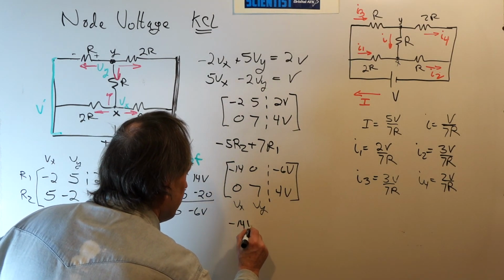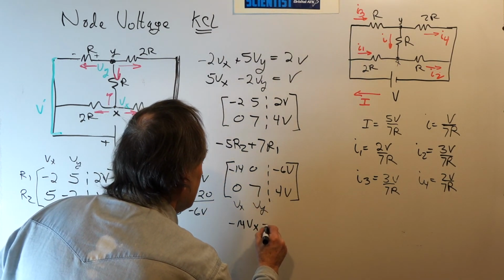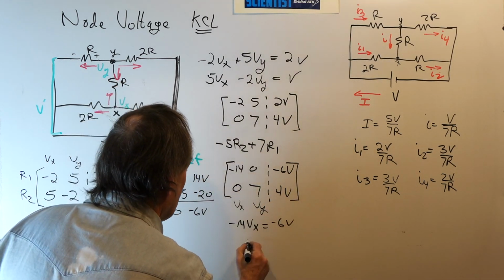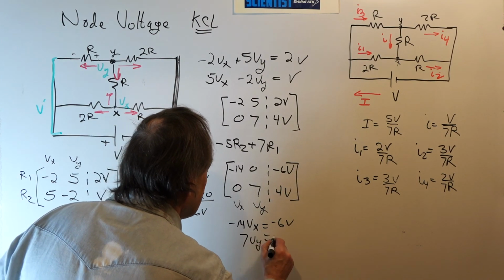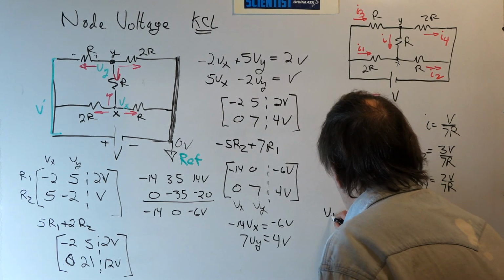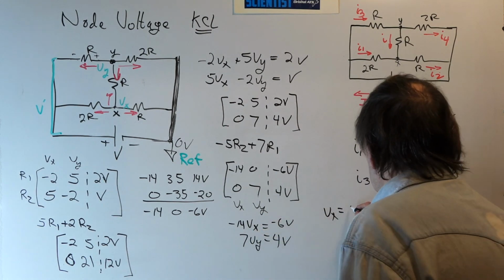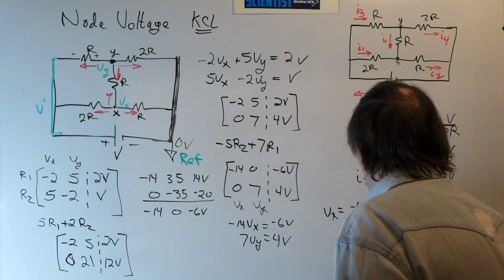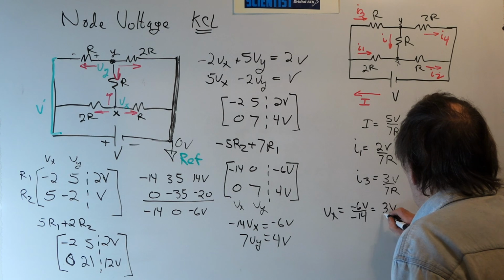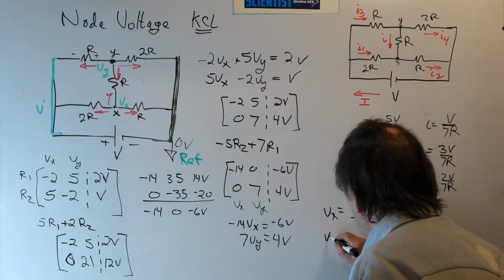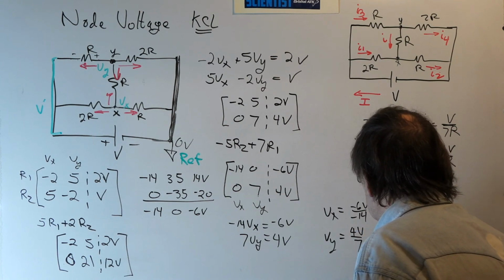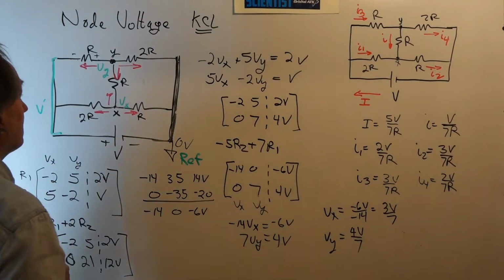Minus 14 Vx equals minus 6v. And on this row, we have 7Vy equals 4v. So solving for Vx, Vx is minus 6v over minus 14, which gives us 3v over 7. And Vy is 4v divided by 7. So those are our node voltages.